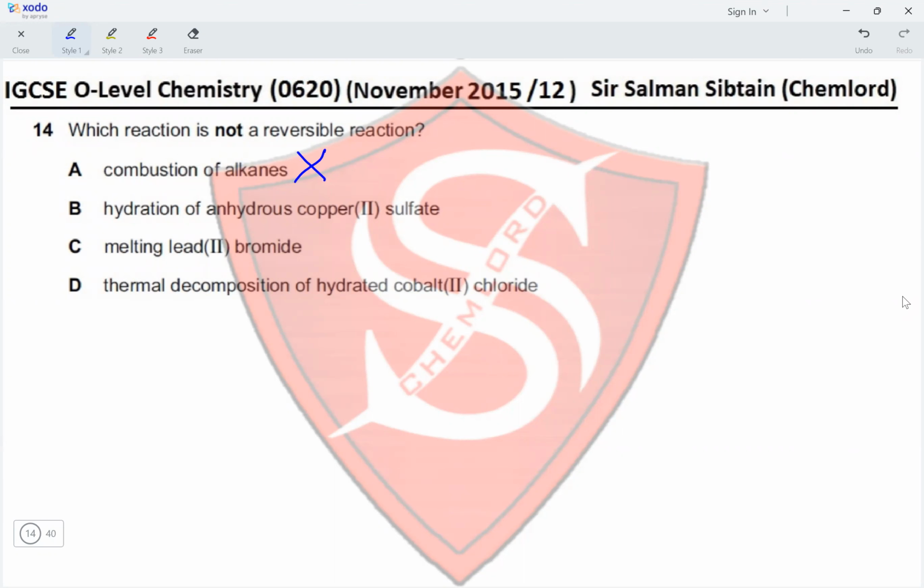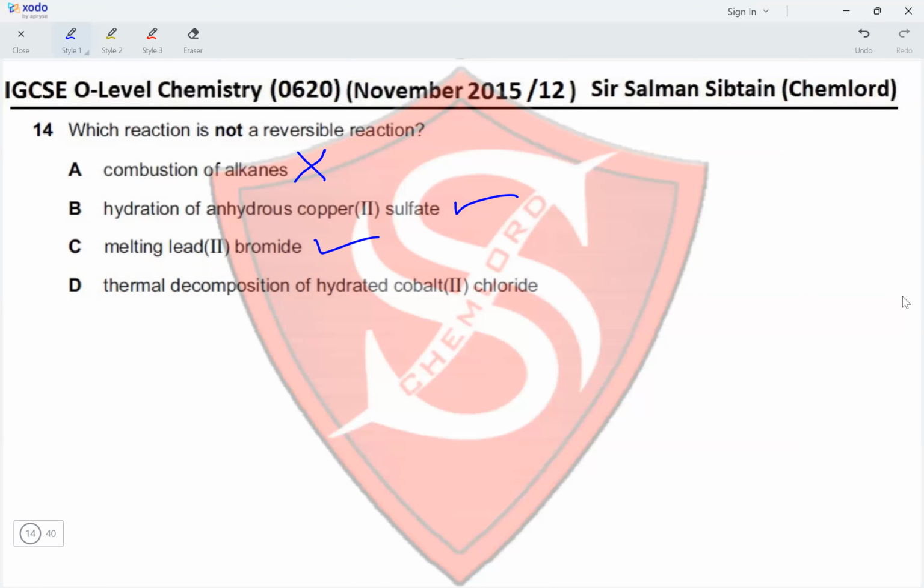Hydration of aqueous copper sulfate. So we can evaporate the water and crystallize it so that we can get back copper sulfate and then heat it to remove all the water to make it anhydrous. So this is reversible. Melting lead bromide. So we heat it to melt it, then we cool it to get it back into its solid form. So this is reversible.